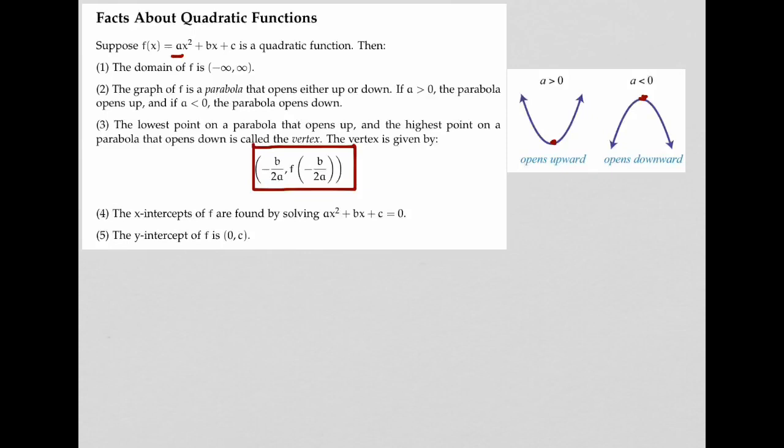Fact number 4 tells us how to find the intersections of the parabola and the x-axis. These are the x-intercepts. Well, these can be found by solving the equation ax squared plus bx plus c equals 0. That's a quadratic equation that can be solved using the quadratic formula. Finally, fact number 5, the y-intercept, which is the intersection of the parabola and the y-axis, is always given by the point 0, c.